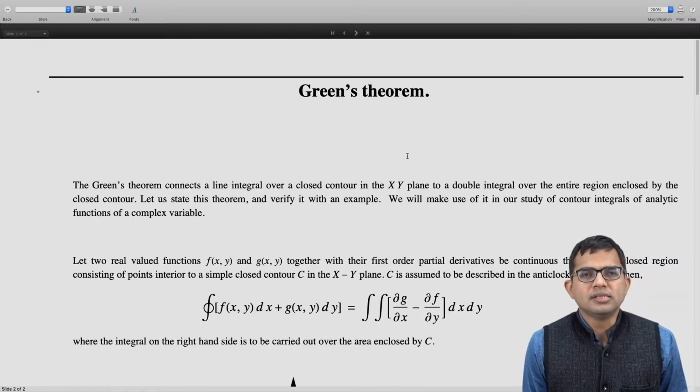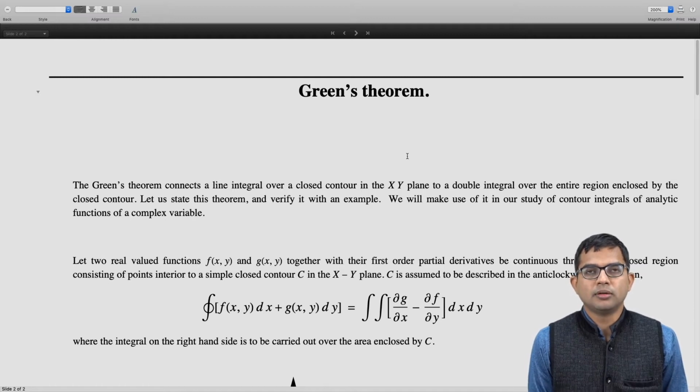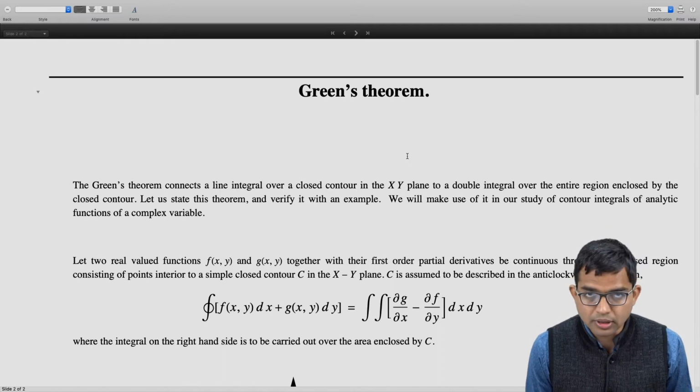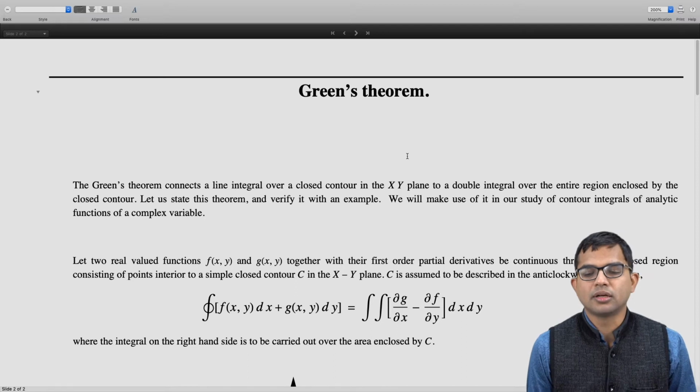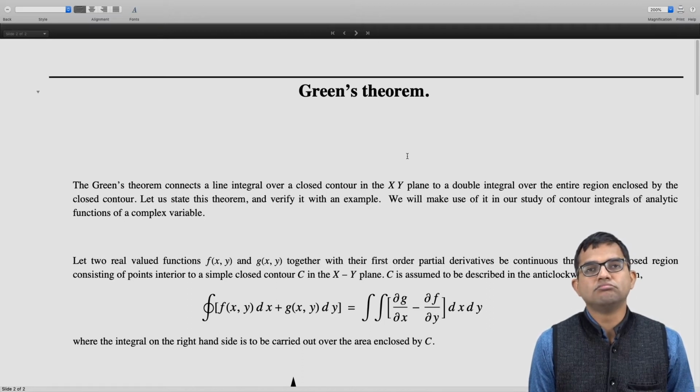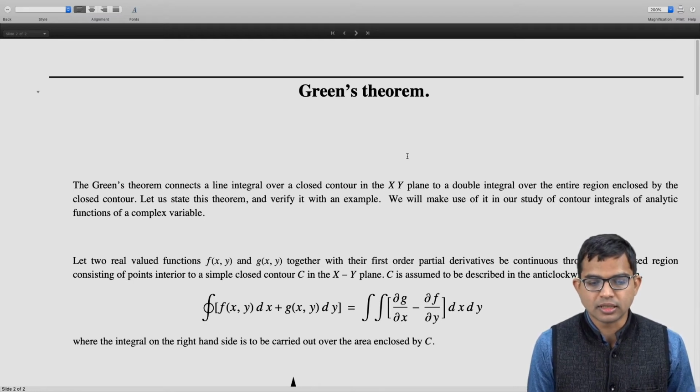So the Green's theorem pertains to the 2D plane, and so you think of a line integral over a closed contour in the xy plane, and there is a way to connect it to a double integral over the entire region which is enclosed by this closed contour, right? So it's going to help us with contour integrals of functions of a complex variable. So we will discuss it as we go along.